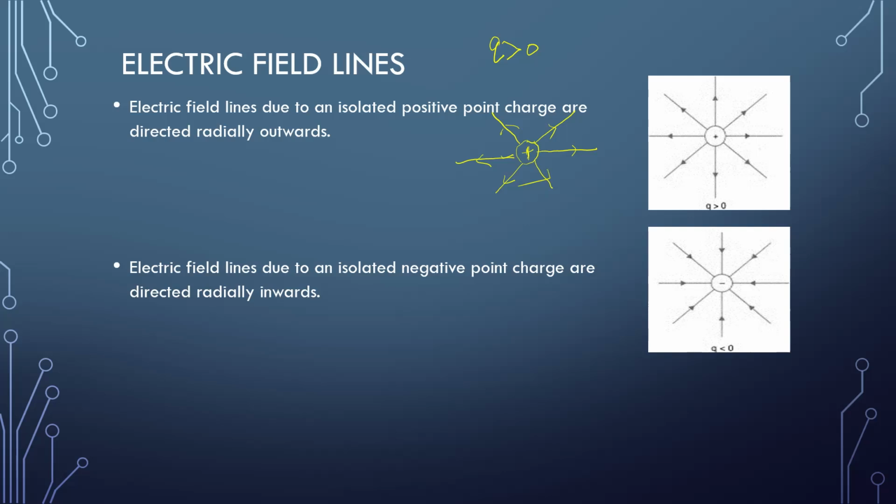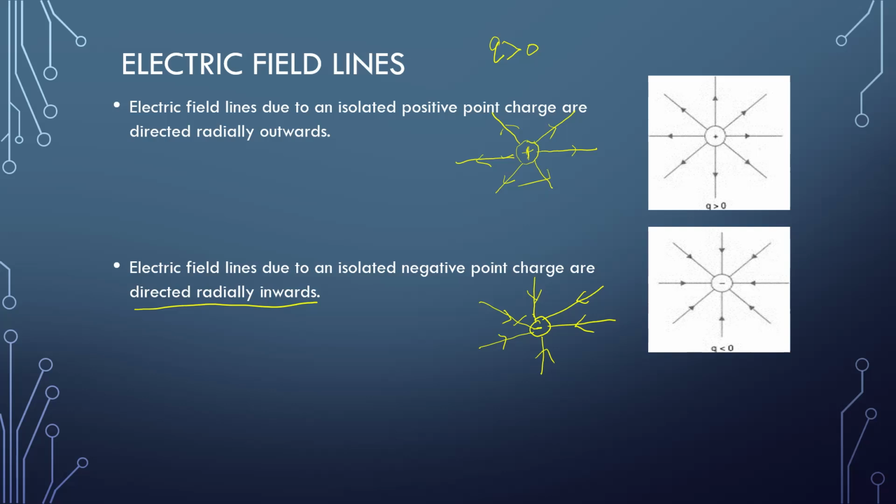Similarly, if I talk about electric field lines due to an isolated negative point charge, they are directed radially inwards. Why will they be directed radially inwards? Because if this is the negative charge, an isolated negative point charge, the field line is also a path along which a unit positive charge would tend to move. So if I place a unit positive charge over here, let's say Q naught, then there will be a force of attraction because this is negative, and the direction of this will be nothing but towards the charge. So that is why they are directed radially inwards. They start from infinity and end at the charge.